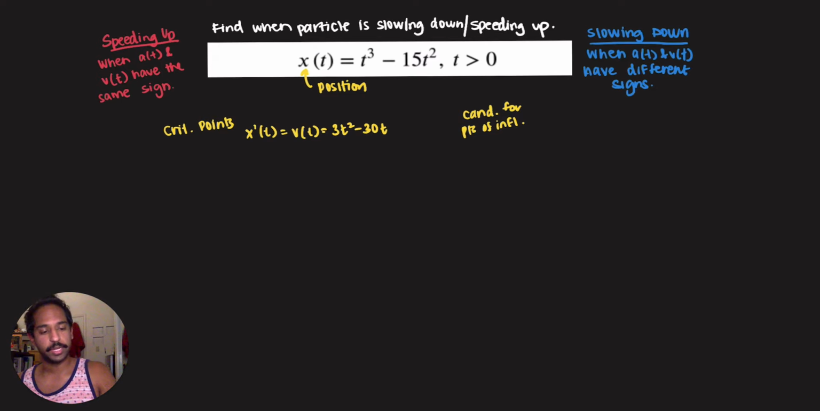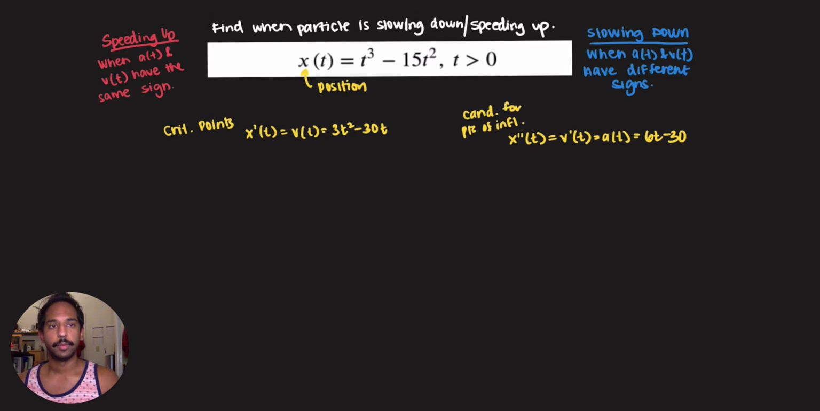And to do that, we need the second derivative, which we know is the derivative of velocity, which is acceleration. In this case, that's going to be 6t minus 30. I'm getting that from here. So, in order to find critical points, we set this equal to 0.